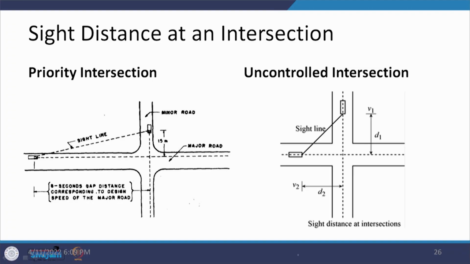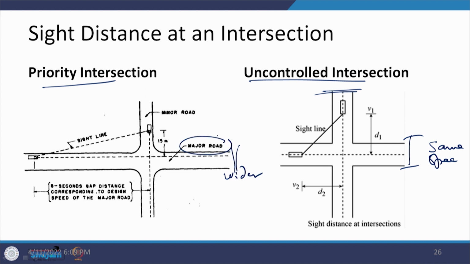Now, let us come to the last thing, which is related to the intersections. We have two types of intersections: priority intersections and uncontrolled intersections. What you can see is that in this case the specifications of the two crossing roads are the same. In this case what you found is that this is wider and therefore, this is defined as a major road, this is a narrower one and being defined as a minor road.